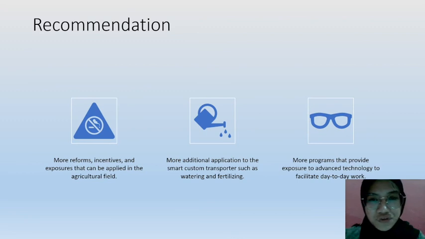Okay, the recommendation from this project is, as we know, the smart transporter is one of the things that has caught the attention of researchers lately. From this project, it is recommended that there be more reforms, incentives, and exposure that can be applied in the agriculture field, especially for smallholder farmers. One of the reforms that can be done is to add additional applications such as watering and fertilizing using this smart custom transporter. Therefore, preferably, there will be more programs that can be held for smallholder farmers so they can be more exposed to advanced technology to facilitate day-to-day work.